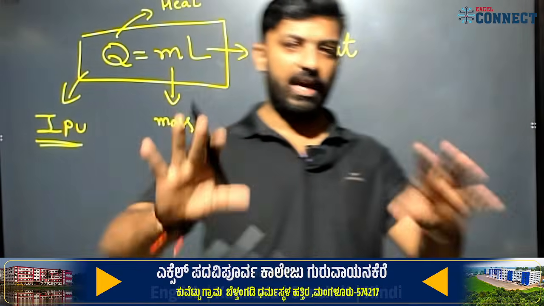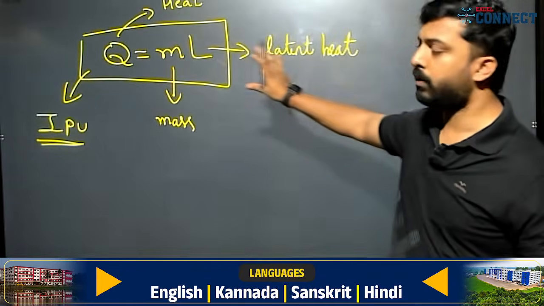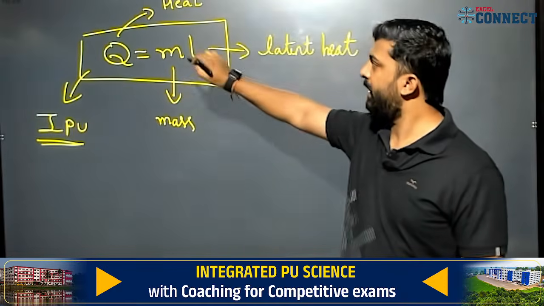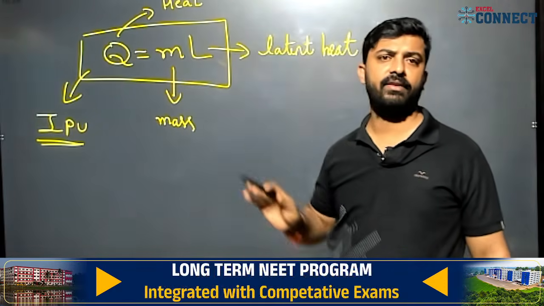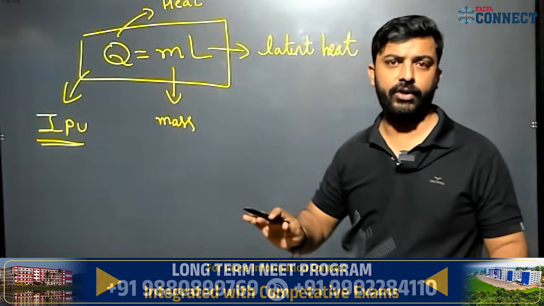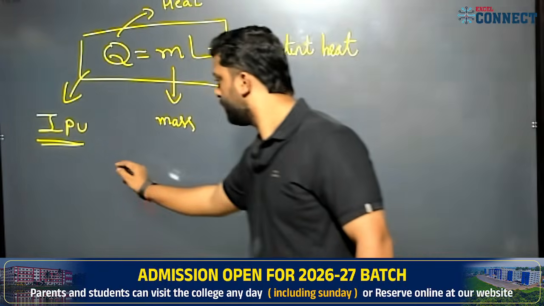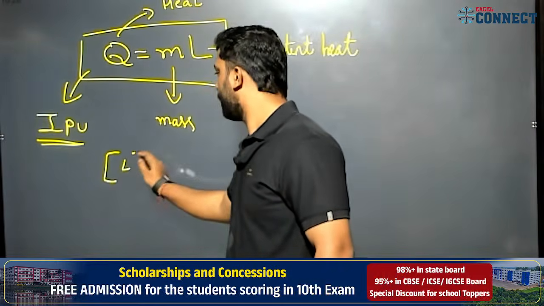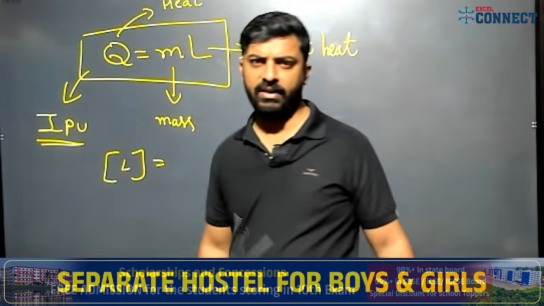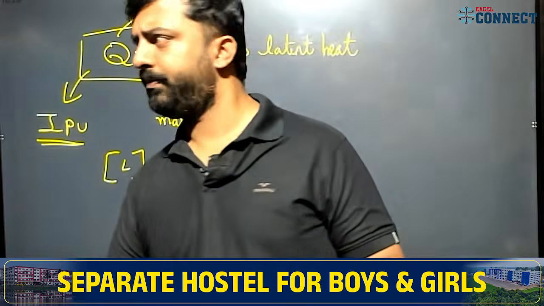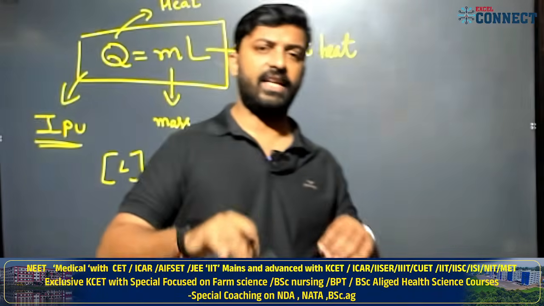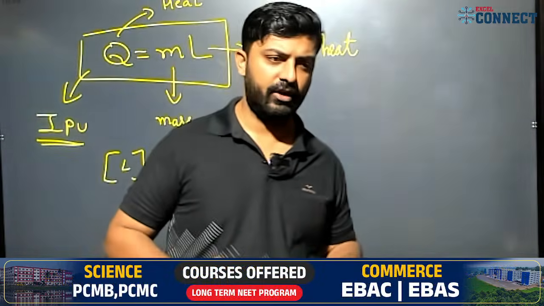Okay, we have no need to worry about this formula. Q is equal to ML, right? We need to derive the dimension of L. Calculate the dimension of L. Just think that you know the formula. Q is equal to ML.